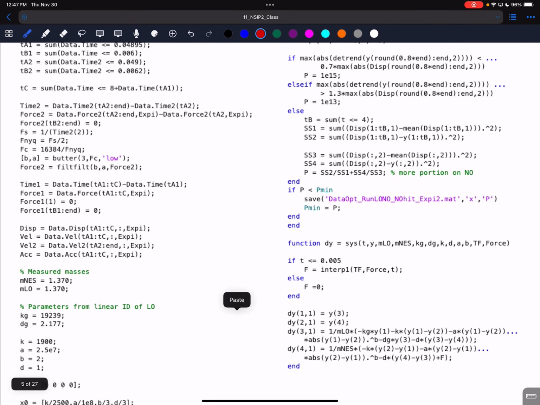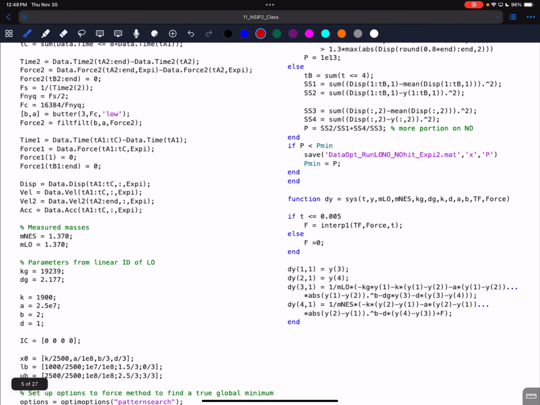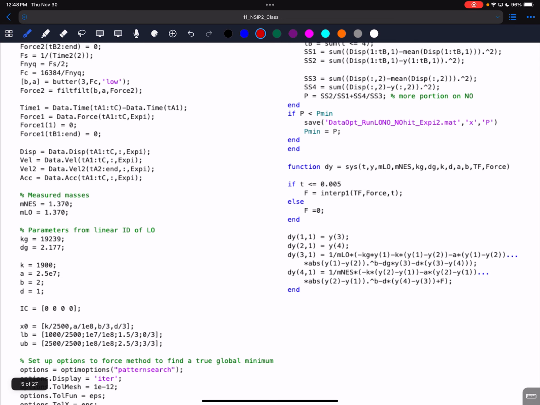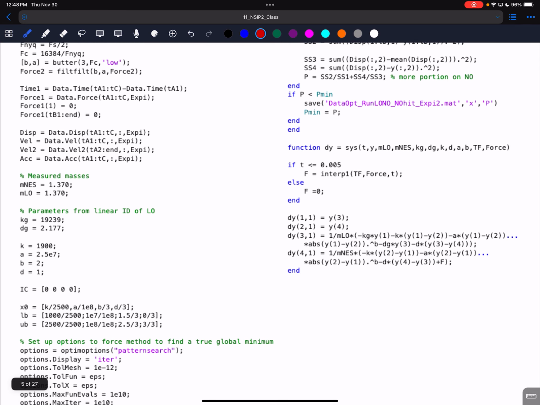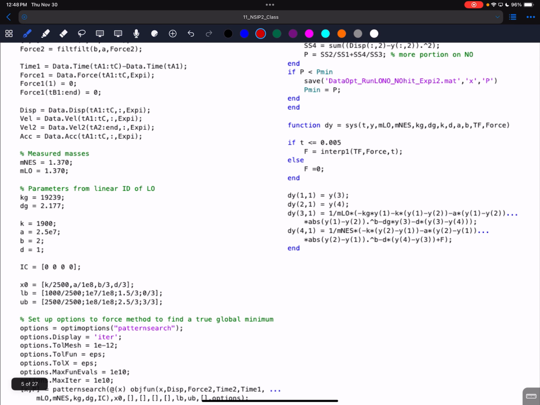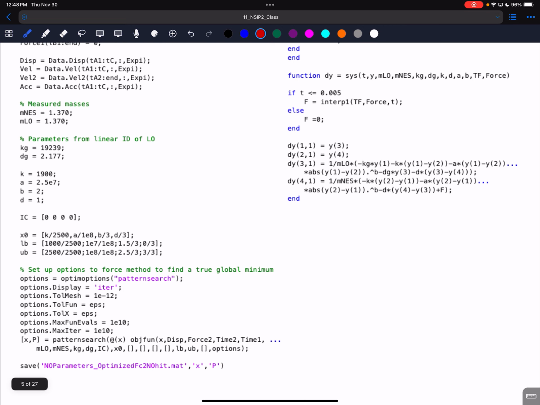The first portion on the right is a lot of it is just processing. Then we get down to the initial guesses, and the upper and lower bounds, which have all been scaled to go from 0 to 1. All of the options that are used here force this to find a true global minimum.